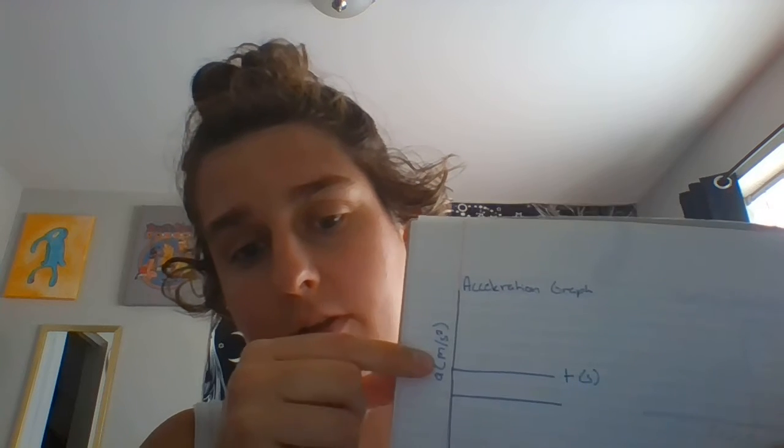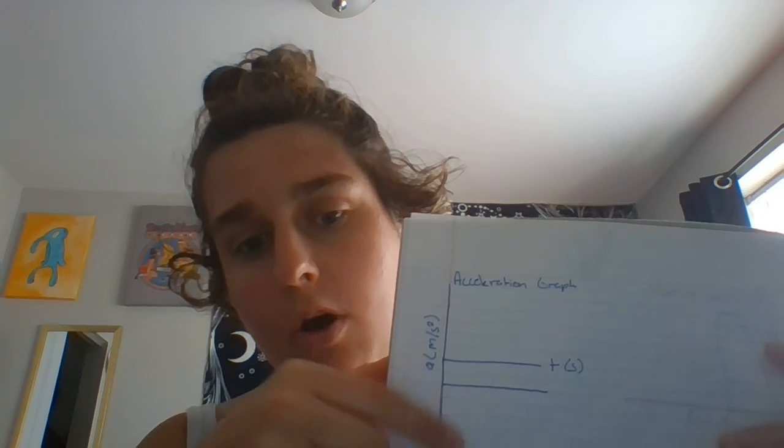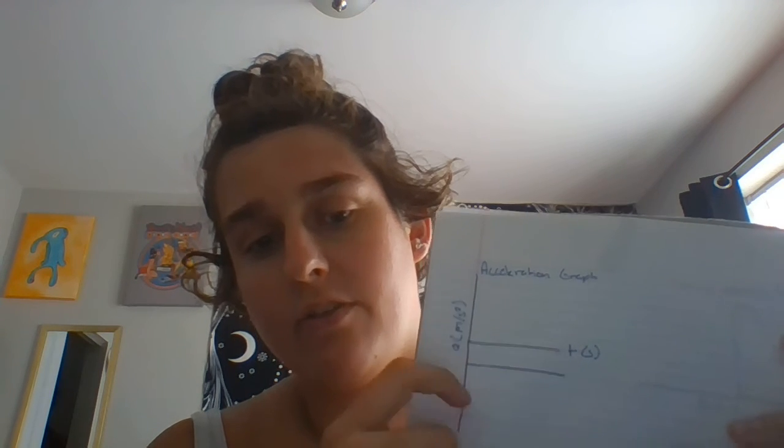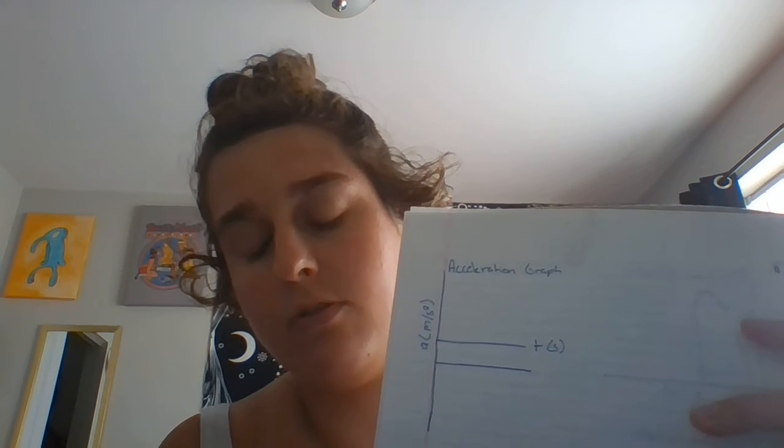Okay. And then the final graph is the acceleration versus time graph. So we have the acceleration in meters per second squared on the y-axis and the time in seconds on the x-axis. And then this right here is our acceleration line.